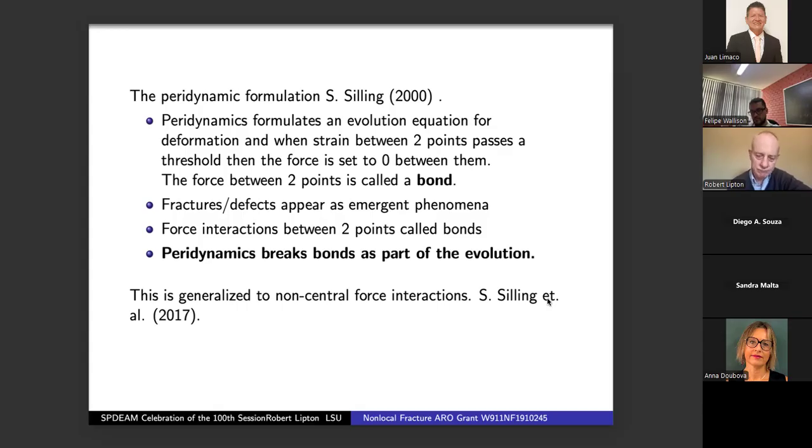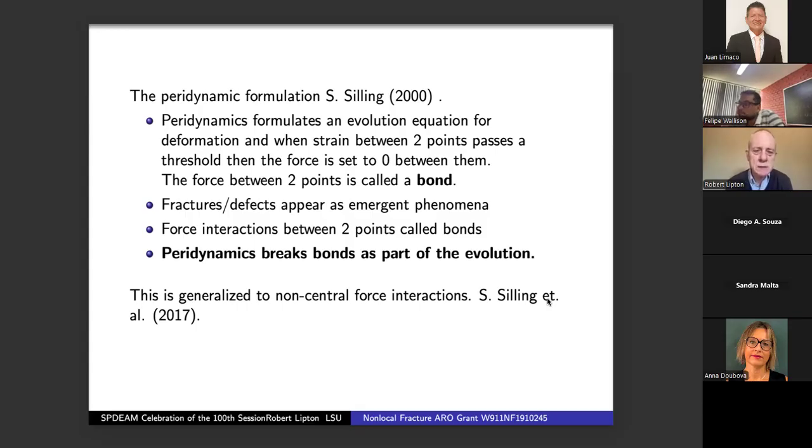And this force acting between 2 points separated by a little bit is called a bond. And so when the force goes to 0, we say we've broken the bond, okay? And then what happens is if you break enough bonds during the course of the evolution of your displacement, fractures and defects can emerge from the simulation.